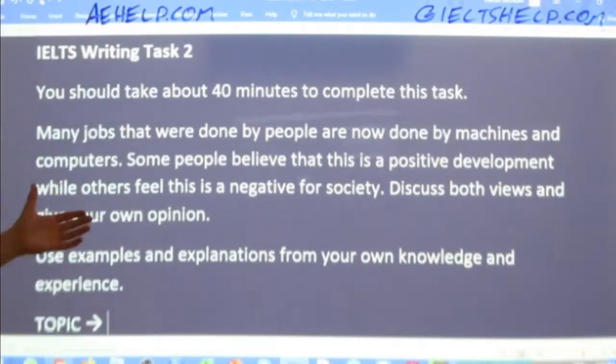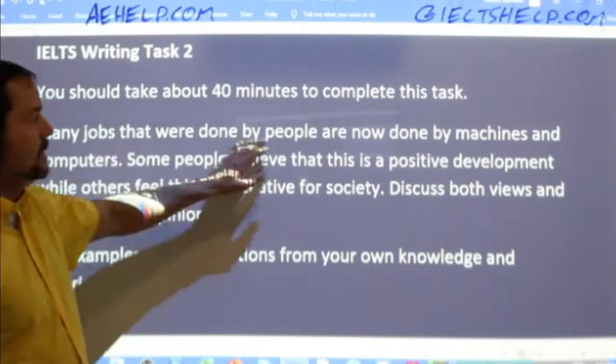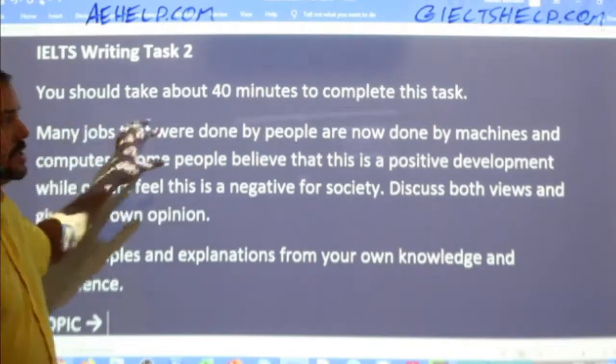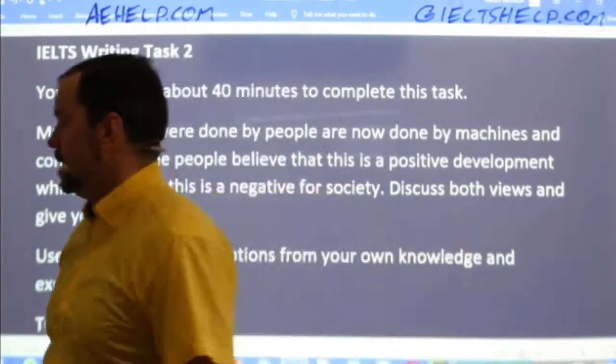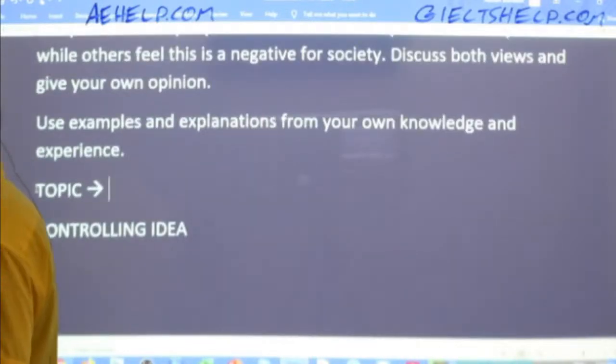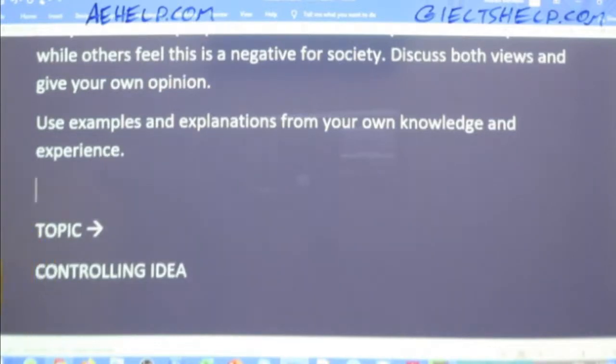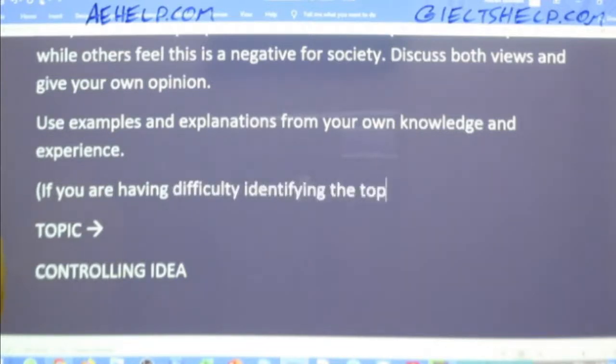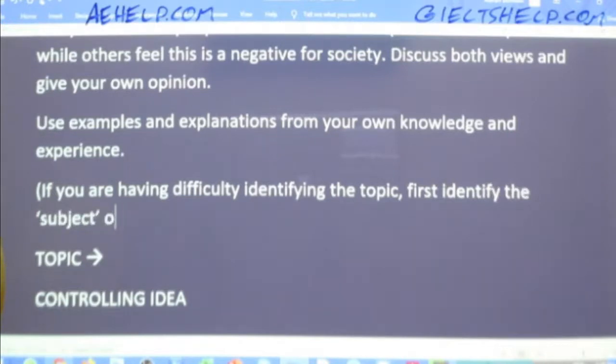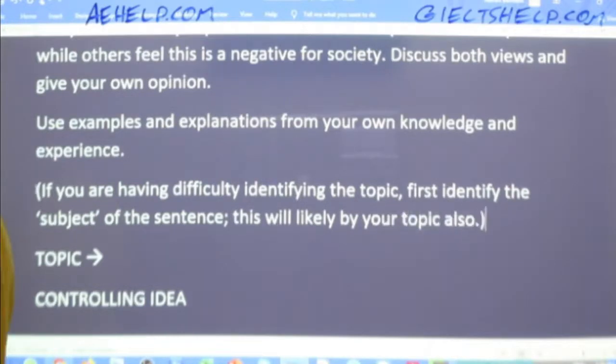Okay, jobs. Now, in most cases, that will also be the topic. So jobs that were done by people are now done by machines. So the topic here is jobs. We're talking specifically about jobs in this case, right? So if you're having trouble identifying the topic, identify the subject, verb, object of the sentence, and most of the time, the subject will be the topic because it's the subject of your discussion. All right, so jobs.